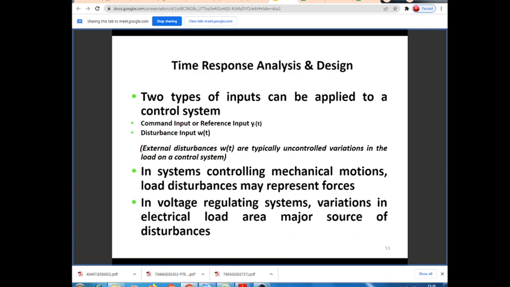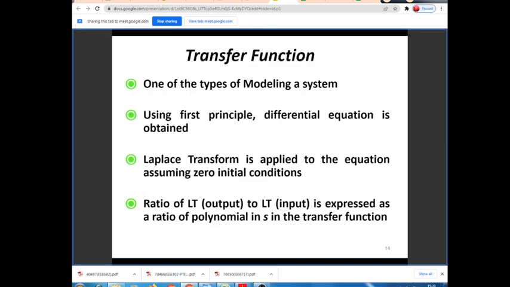In controlling a system with mechanical motion, we have a load disturbance, which may be represented by forces. In a voltage regulated system, variations in electrical load are the major sources of disturbance, which come under the time response analysis and design.